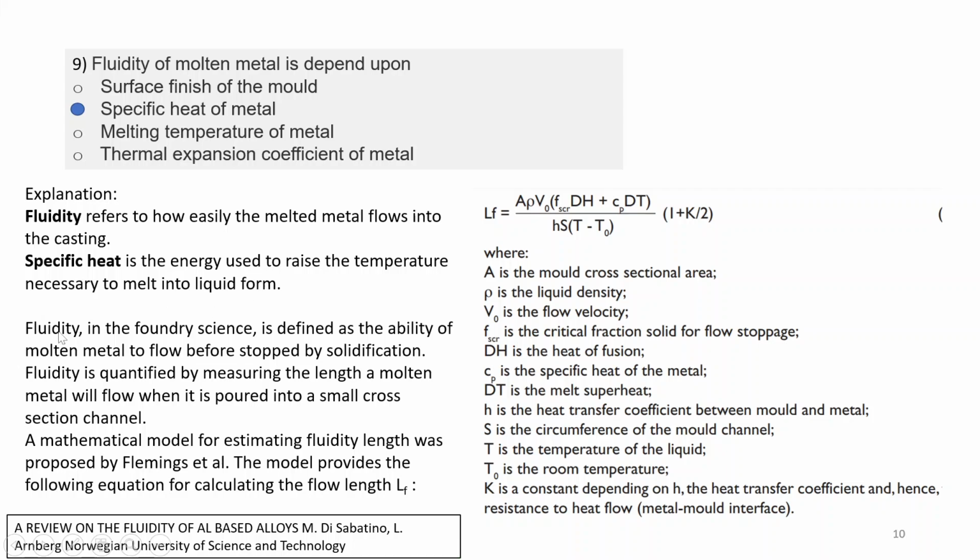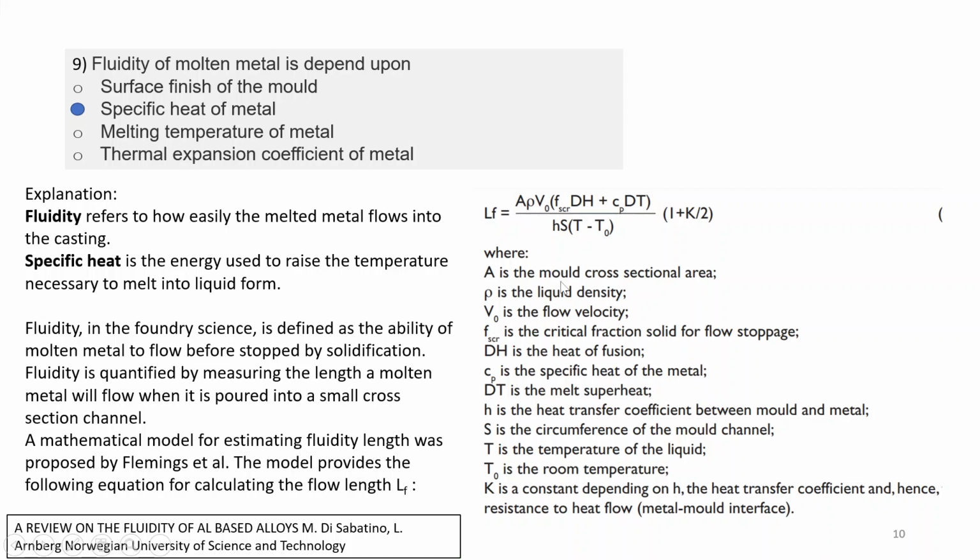Okay, so in case of foundry science, fluidity is defined as the ability of molten metal to flow before it stops by solidification. Fluidity is quantified by measuring the length a molten metal will flow when it is poured into a small cross section channel, and a mathematical model for estimating fluidity length was proposed by Flemings. The model provides the following equation for calculating the flow length. So this length is dependent on this formula.